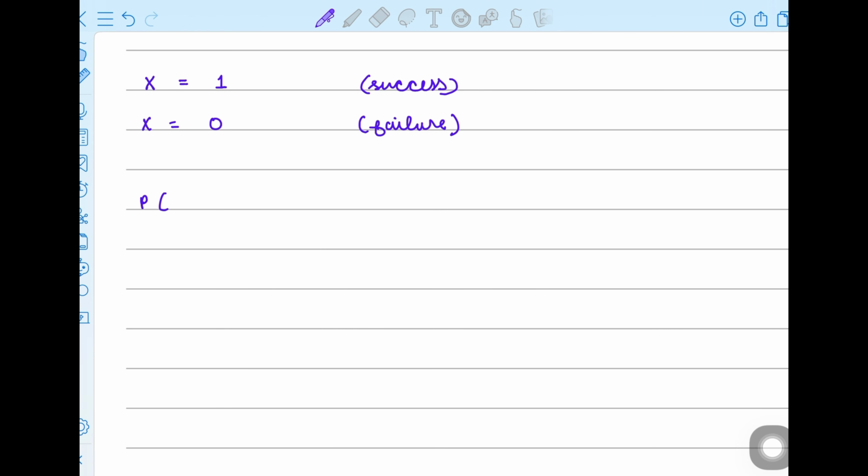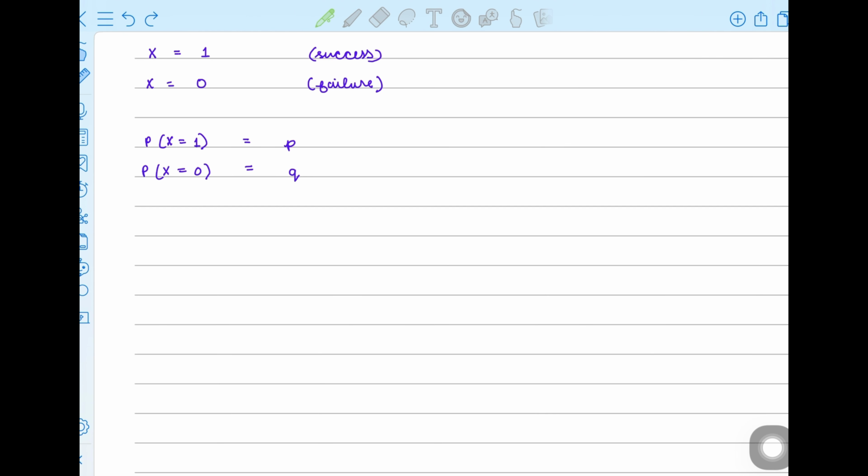The probability of x equal to 1, that is, the probability of success, is equal to p, and the probability of x equal to 0, that is, the probability of failure, is equal to q. To calculate the mean, we use the following formula. The expectation of x is equal to the summation of the random variable x times the probability of x. When x is equal to 0, the probability of x is equal to q, plus when x is 1, the probability of x is p. This gives us the expectation as p.